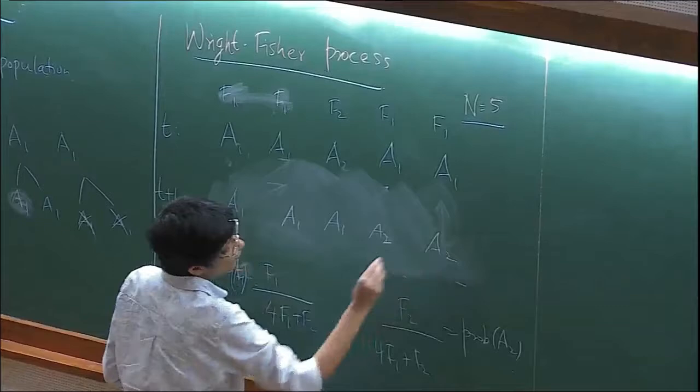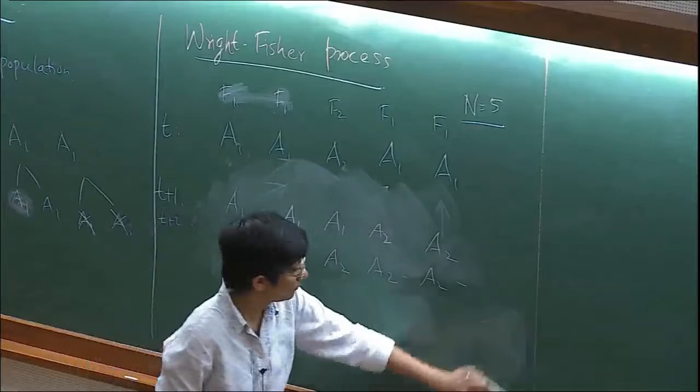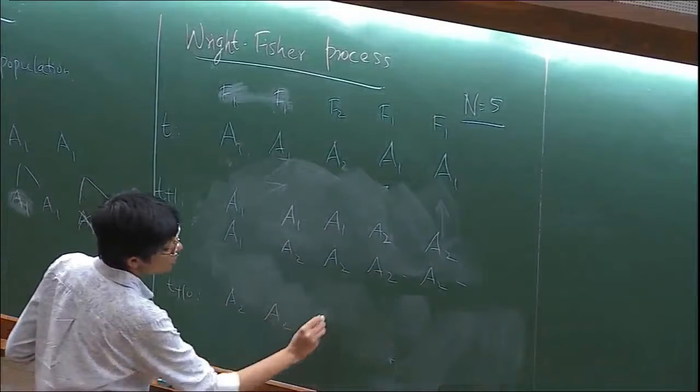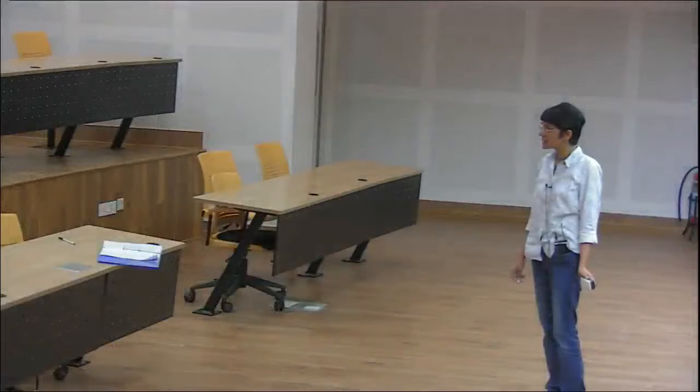In T plus 2, fortunes changed. I got this. And then, why not? At T plus 10, I find this. So it's not in one generation. It can happen eventually, if I have no mutations. So it could be all A2s or all A1s. If such a thing happens, I say that A2 has been fixed.